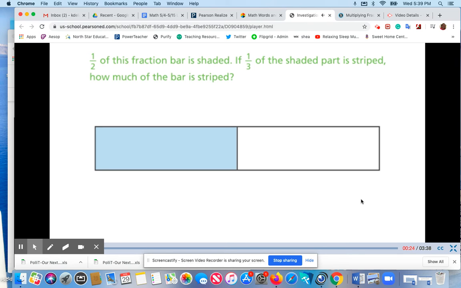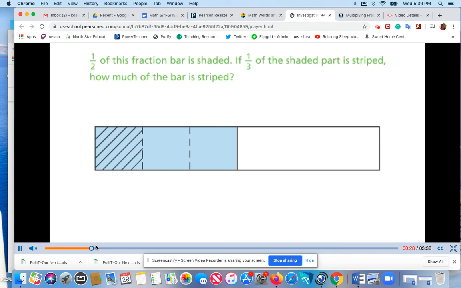I divided the shaded part into thirds and then drew stripes on one of the thirds. Then I needed to figure out how much of the whole bar is striped. Since fractions have to be equal shares, I just imagined the half that isn't shaded is also divided into thirds. Now, the entire fraction bar is divided into 6 equal parts, and one of them has stripes. So 1/6 of the bar is striped.